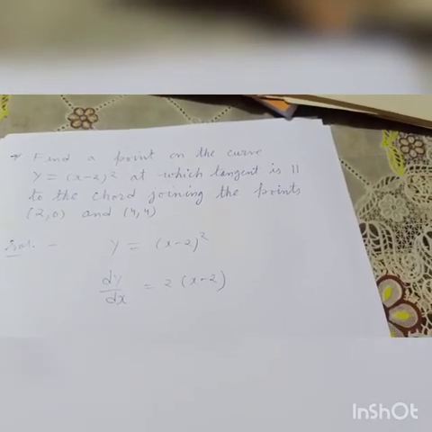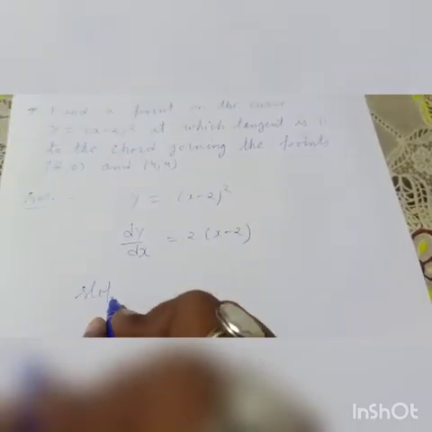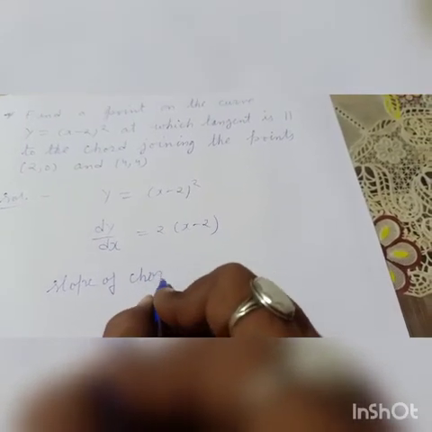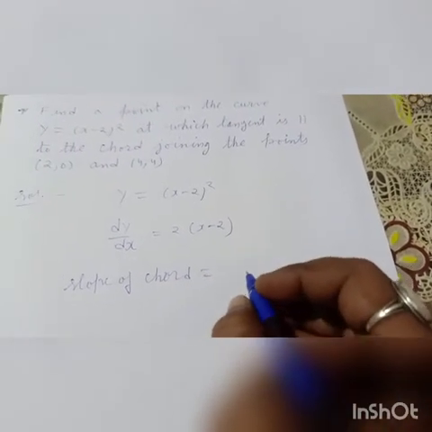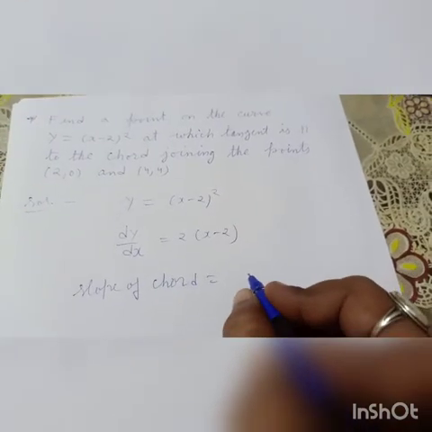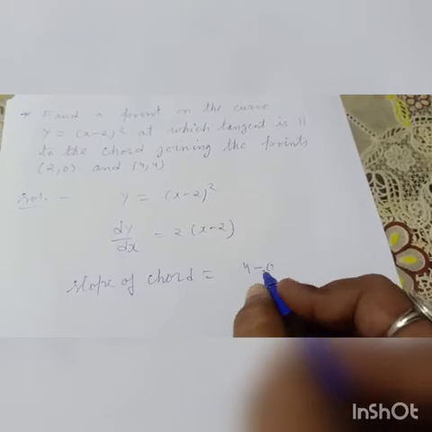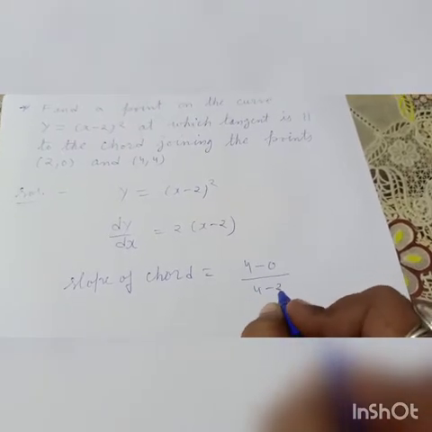We will find the slope of the chord. Slope of chord equal to, the simple formula is (y2 minus y1) upon (x2 minus x1). So we can use it to find the slope. It will come out as (4 minus 0) upon (4 minus 2), that is 2.